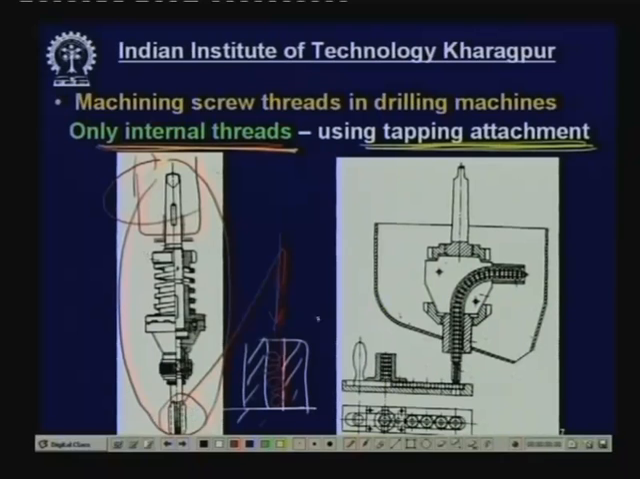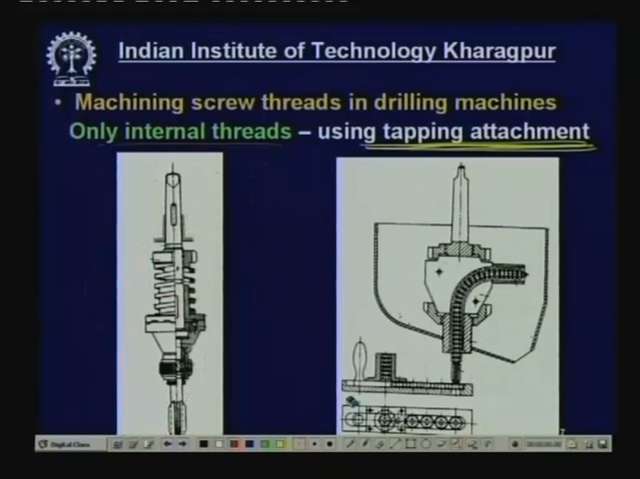For bringing it back, first of all it has to be rotated in the opposite direction, then only this will come, and then immediately this will not return. If you try to bring it back immediately, then the threads will be spoiled. So this tapping attachment is made in two parts.